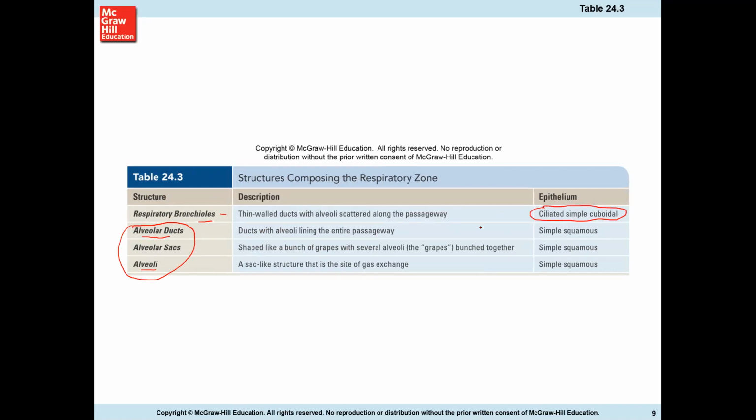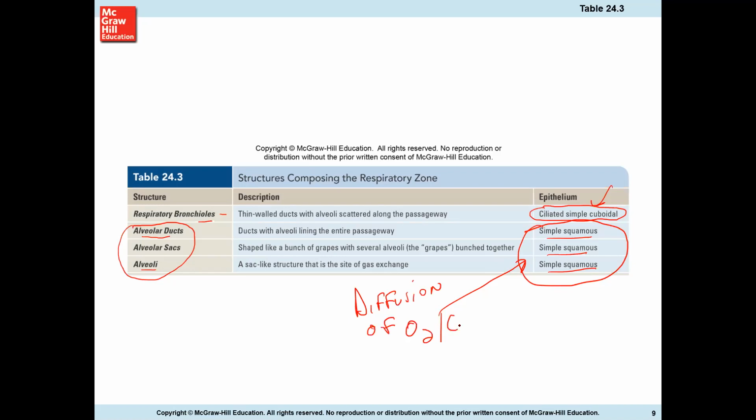Ciliated simple cuboidal, you're not exchanging gas in that epithelium. You don't exchange gas in pseudostratified columnar ciliated epithelium. You don't exchange gas in simple columnar epithelium. What epithelium do we use to exchange gases? That's right. It's simple squamous. This is designed porous, simple squamous, one layer of squamous cells on a basement membrane, period. Just like the capillaries. This is for diffusion of gases. This is where the magic happens in the lungs.